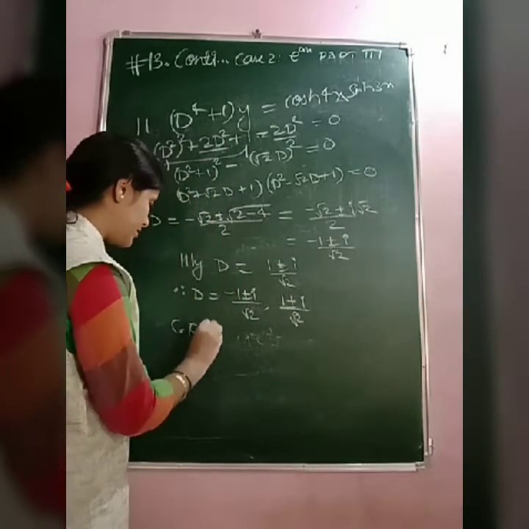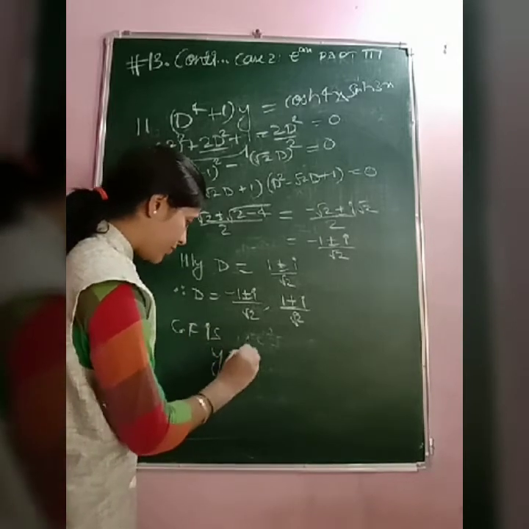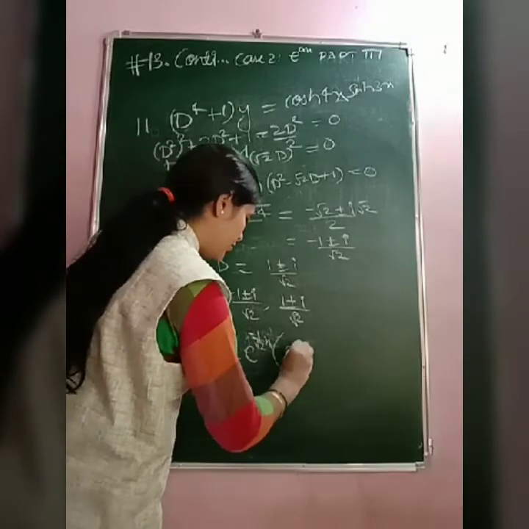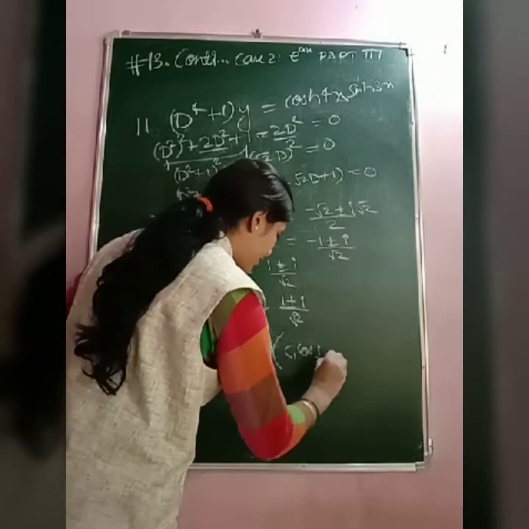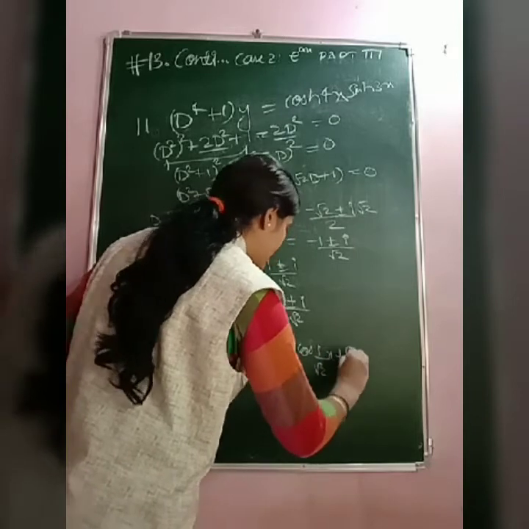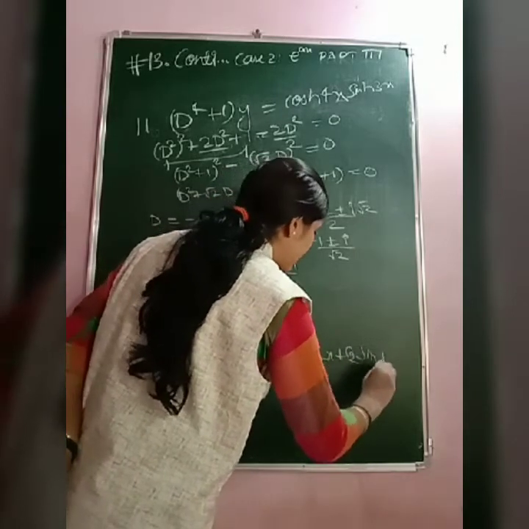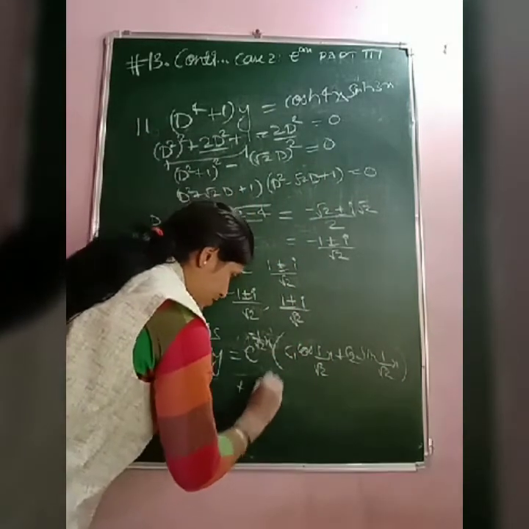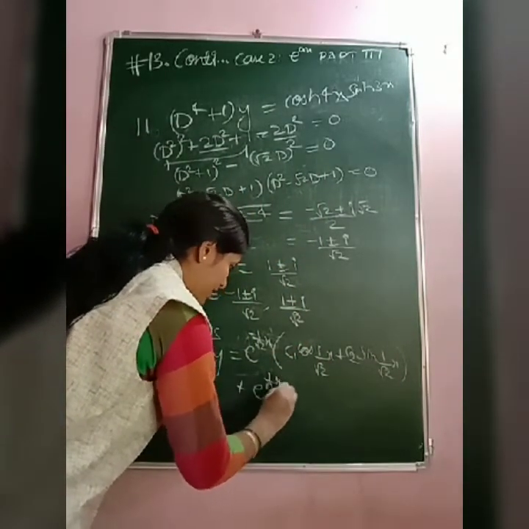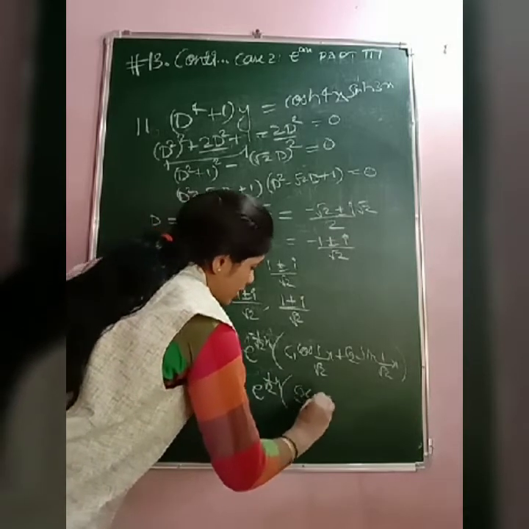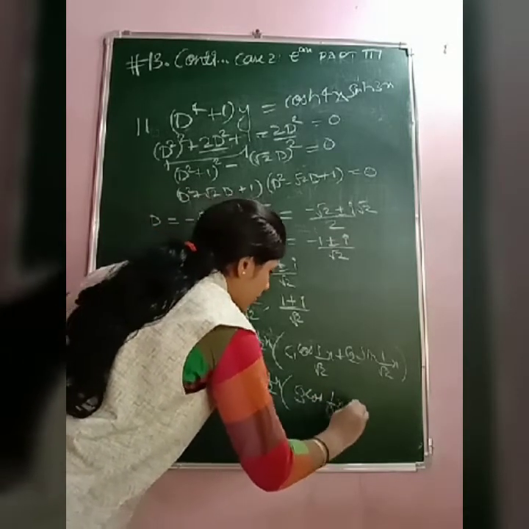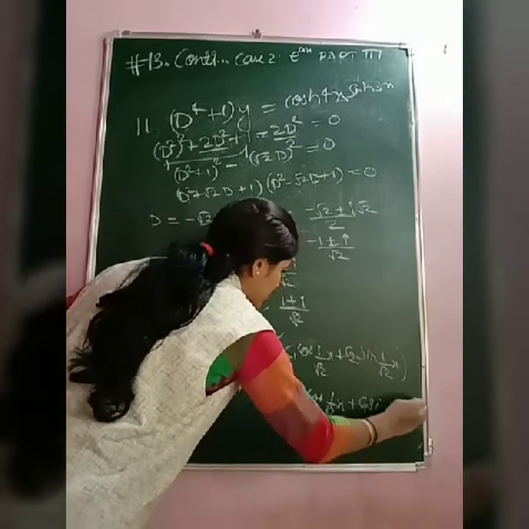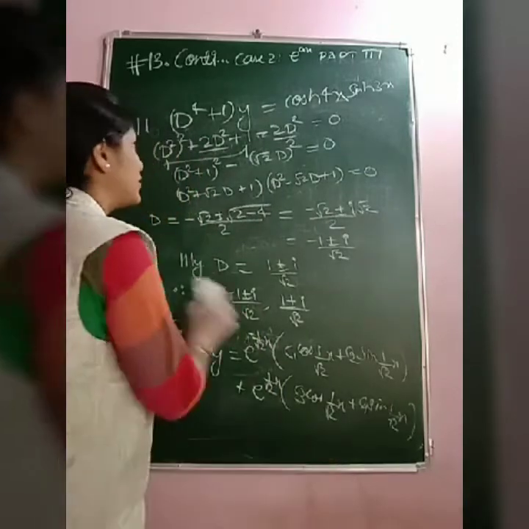Complementary function is y = e^(−x/√2)[c1 cos(x/√2) + c2 sin(x/√2)] + e^(x/√2)[c3 cos(x/√2) + c4 sin(x/√2)]. So this is nothing but our CF.